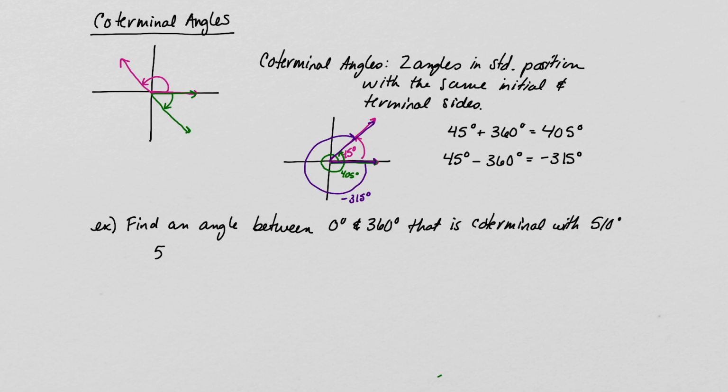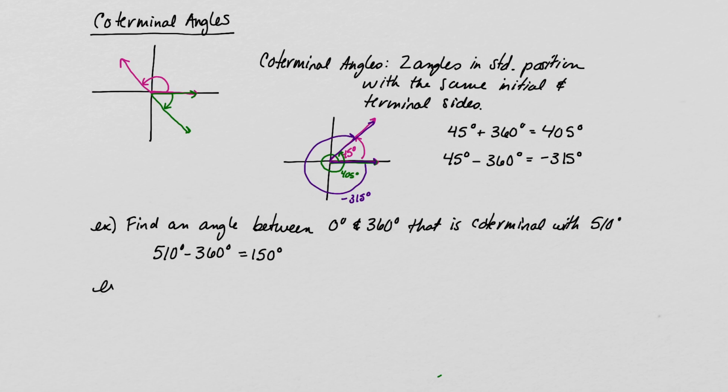We're just going to take 510 degrees and subtract off 360 degrees. If you take 510 minus 360, we get 150 degrees. 150 degrees does in fact lie between 0 and 360. If it didn't, we would just keep going. So if you had an angle like 1,000 degrees, you might have to subtract 360 more than once, and that's okay.